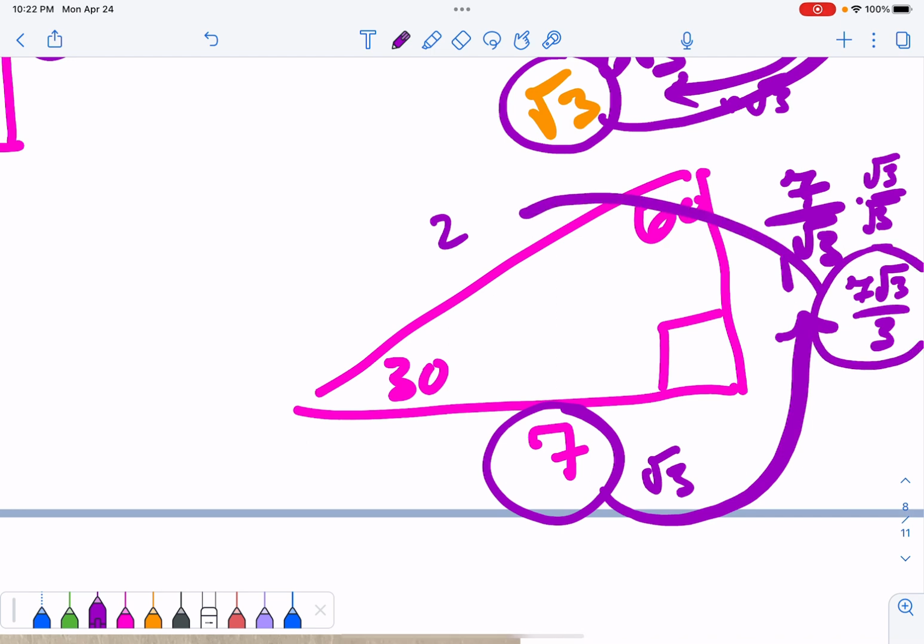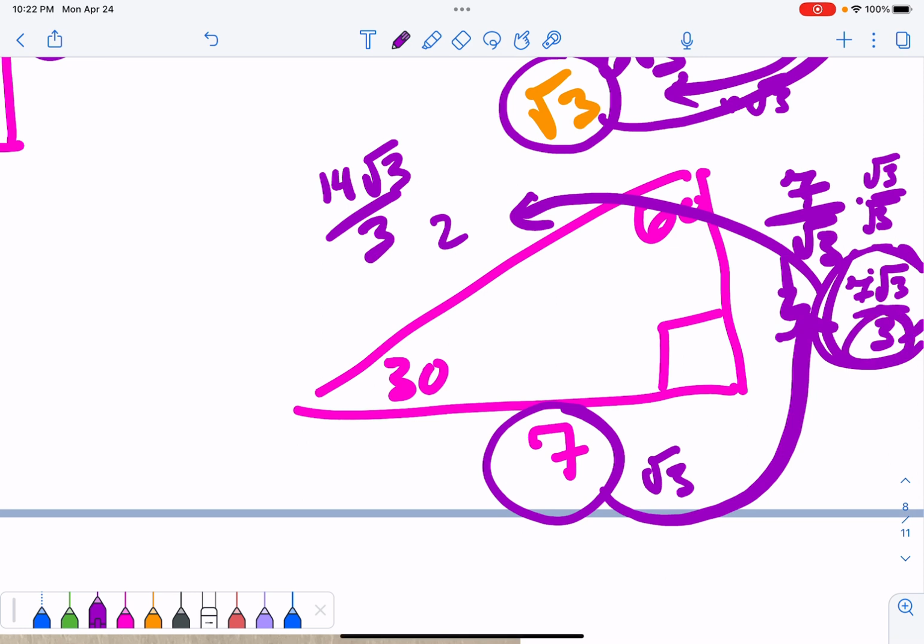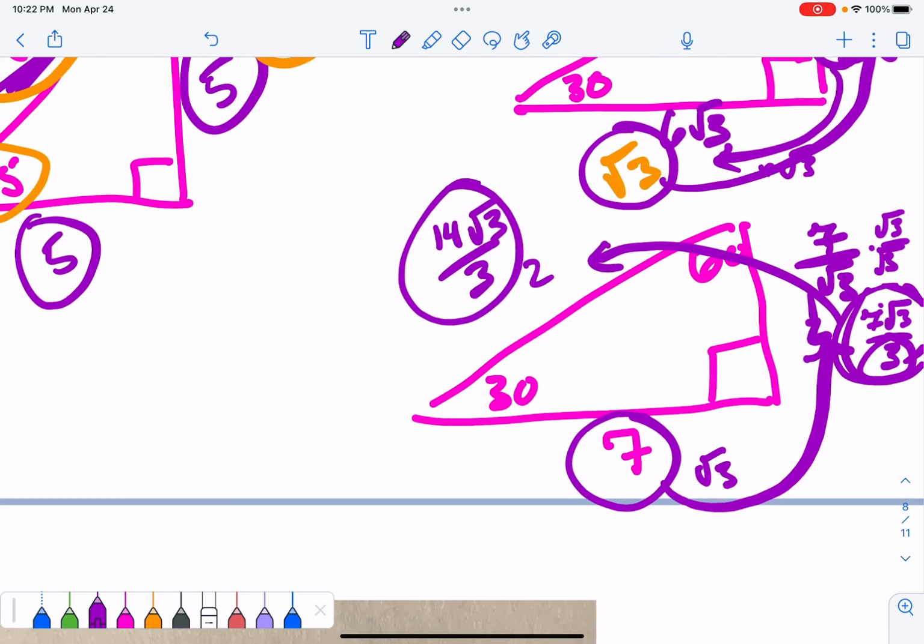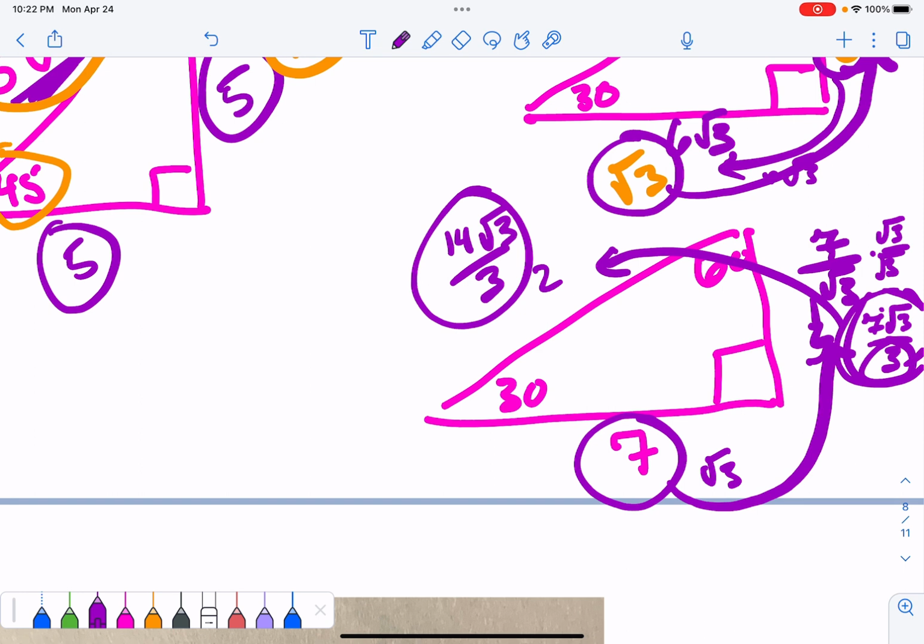And then to double that, if I take this guy and multiply him by 2, I'm just multiplying the top by 2, so that would be 14 square roots of 3 over 3. We're not multiplying the bottom by 2, just the top. So 14 square roots of 3 over 3 is what that other side would look like. This one was a little more challenging, but still the same concept. You're multiplying by 2, multiplying by the square root of 3, or dividing by 2, dividing by the square root of 3, etc. to figure that out.